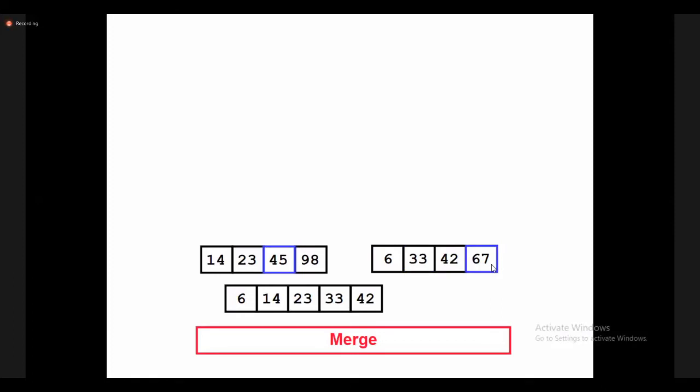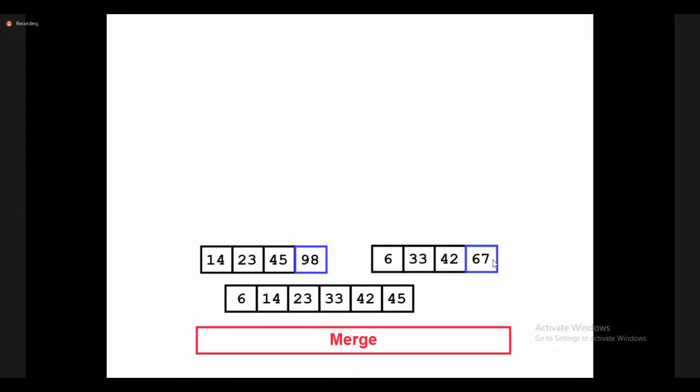Now 45 and 67. Here the J value now points to 67 and L of I is 45. So 45 is less than 67, so 45 moves to the sorted array. Now I plus plus gives 98, and the J value is 67.